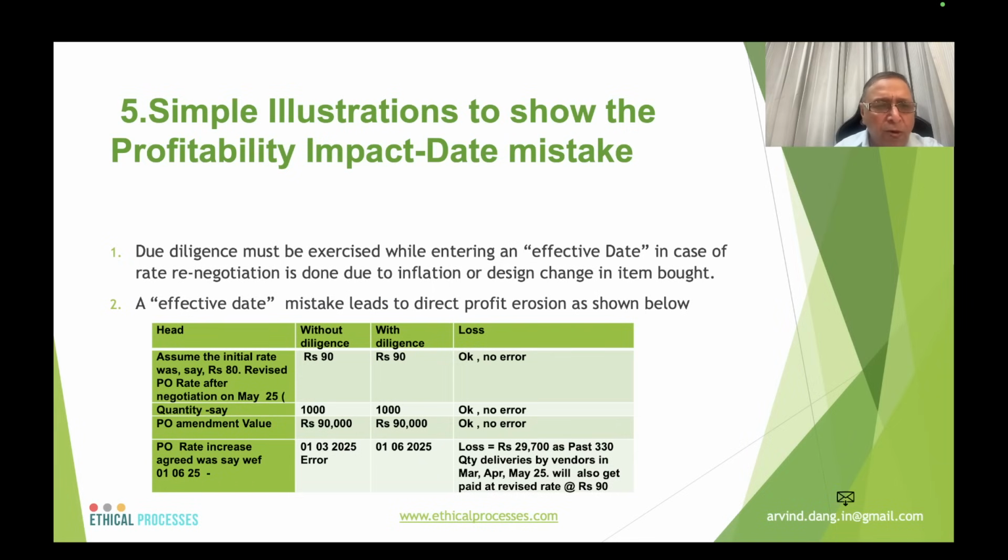Now the fourth row is most important. It indicates that the rate which you negotiated was effective from, say, 1st June 25, whereas the person entering it in the SAP has entered it as 1/3/25. It is an error. So there will be a loss of rupees 29,700, as the previous March, April, May quantity will also get paid at the revised rate of 90 rupees. Therefore the role of the PO processor is very, very important.